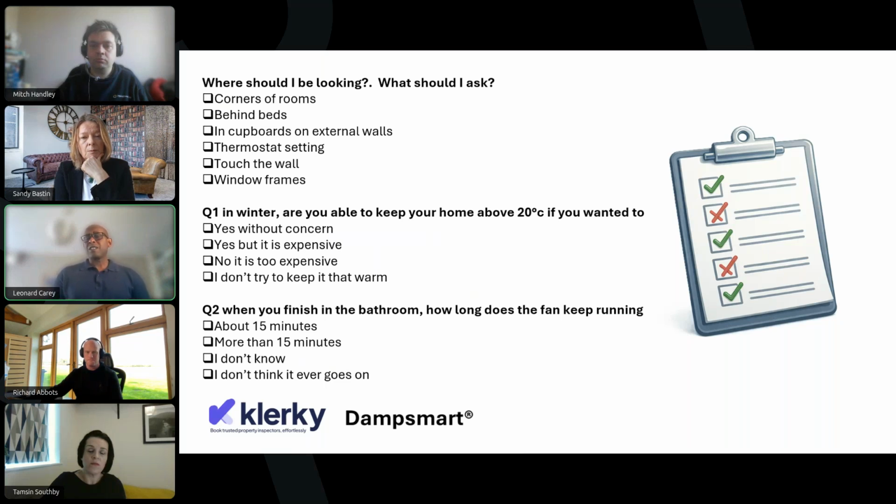The second one is ventilation, and a question around how long do you keep the fan on for? It's surprising what people say, and it still surprises us what ventilation systems are in bathrooms, and in some places there's no ventilation, there's no fan at all.